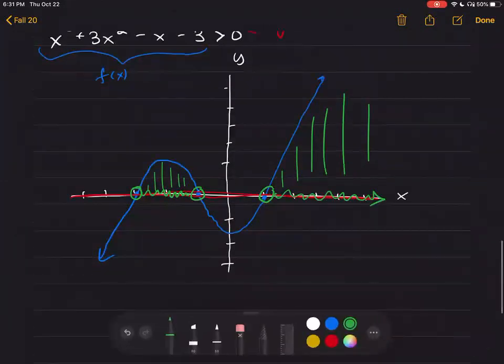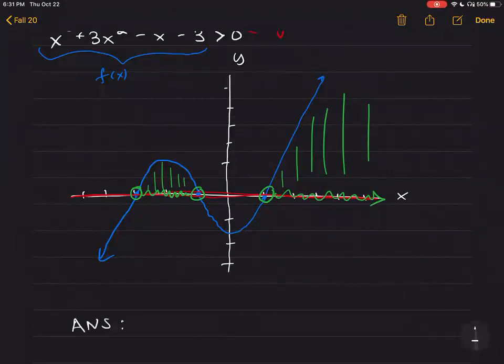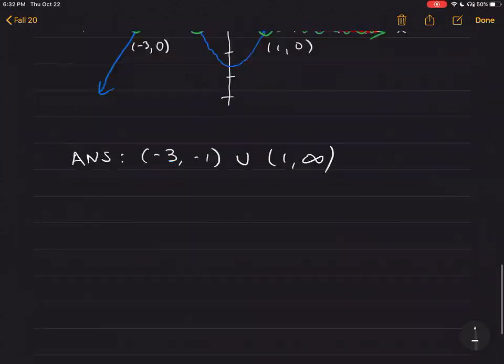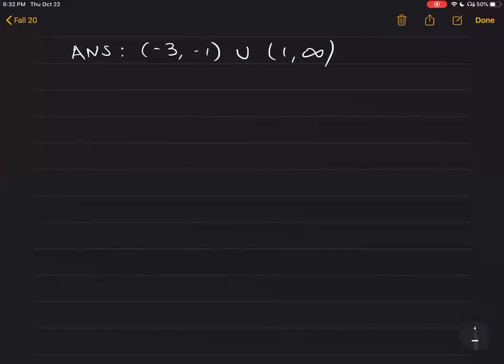So the solution for this one, the answer will be, this first interval is at -3, 0. This one is at -1, 0. This one is at 1, 0. So our first interval is going to be -3, -1, unioned with 1 to infinity. Excellent. Let's do one more, just for completion's sake.